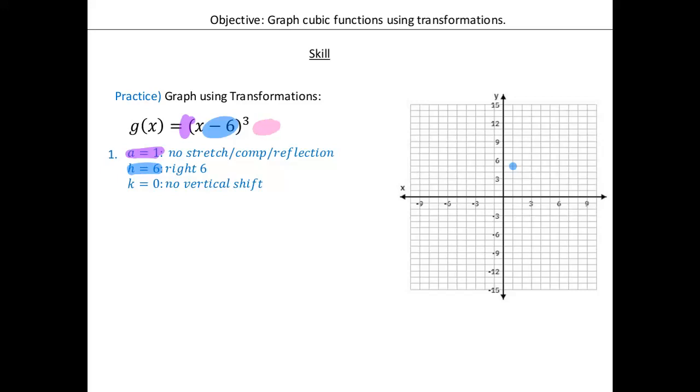And then notice at the end, there's no K value, so that means K is 0, which means no vertical shift. So you guys are going to take every point and move every point to the right 6. And that's all you're going to do to that one. Okay?